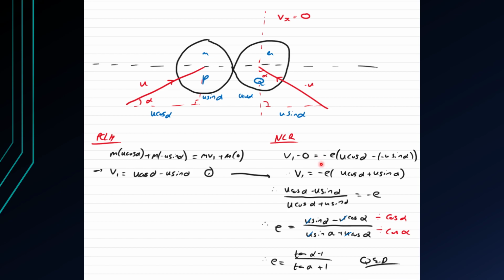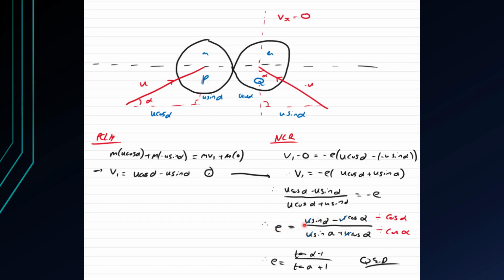Now if we go to Newton's law of restitution, we get that v1, again, is minus e times u cos alpha plus u sine alpha, because of these two negatives here. So we get u cos alpha plus u sine alpha. So in order to get e here, we substitute in our value for v1, which is u cos alpha minus u sine alpha, divided by u cos alpha plus u sine alpha, equals minus e. Now, flipping everything around, we get u sine alpha minus u cos alpha over u sine alpha plus u cos alpha equals e.